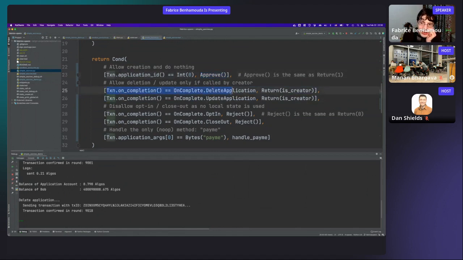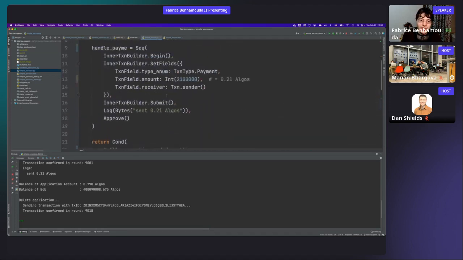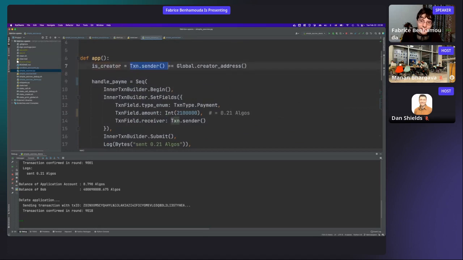Then this is a smart contract which allows the creator to delete or update it. This is a choice here. So if the on completion is a transaction to delete the application or update the application, I return true if it's the creator, or return false, I reject, if it's not the creator. Is creator is just defined as the sender of the transaction being the creator.